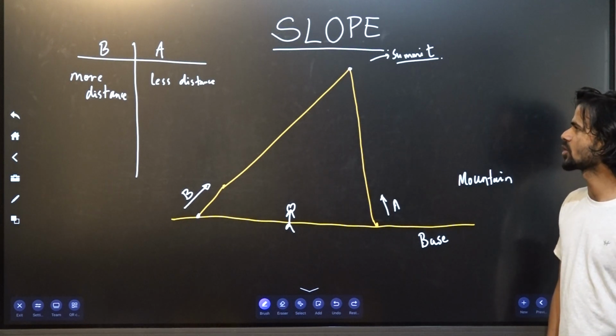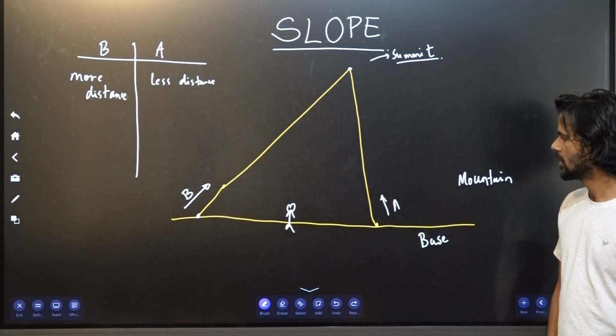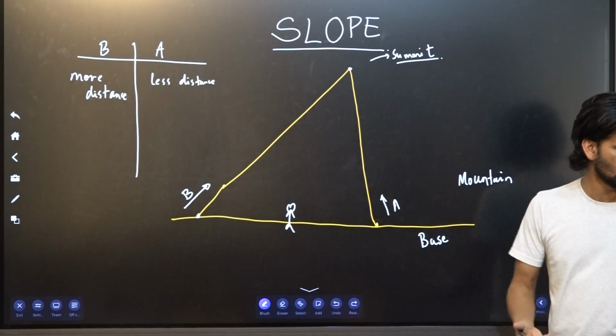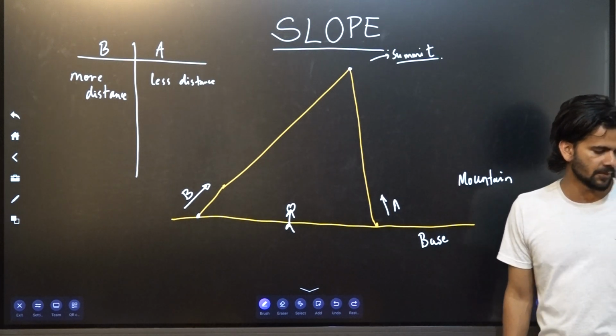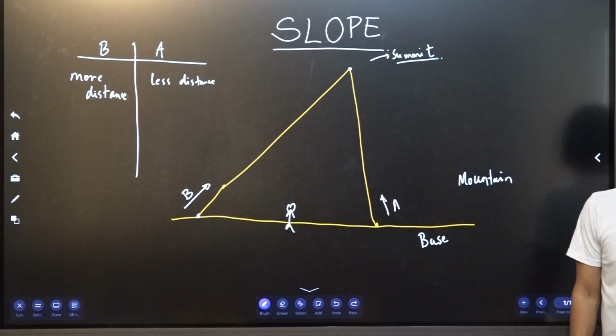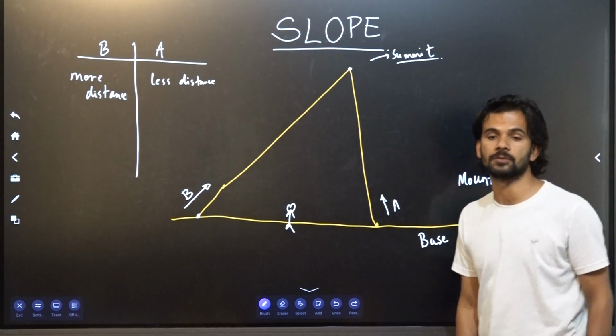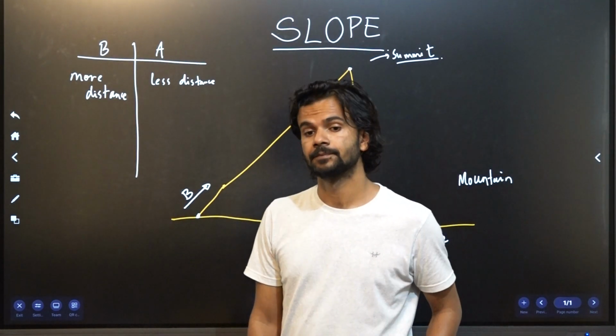Path A seems to be more slopey. Path B is more slopey. What is slopey? You don't know the meaning of the word slopey? What is slopey? That's the thing that I want to explain. What does it mean to be slopey? Mathematically.